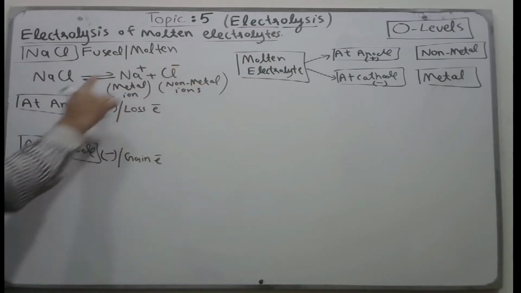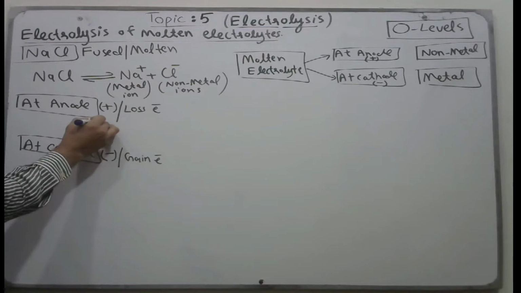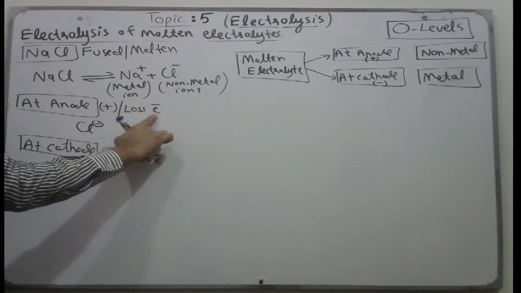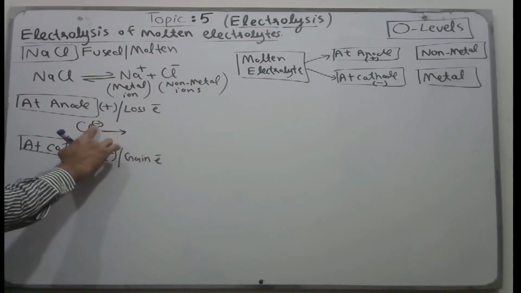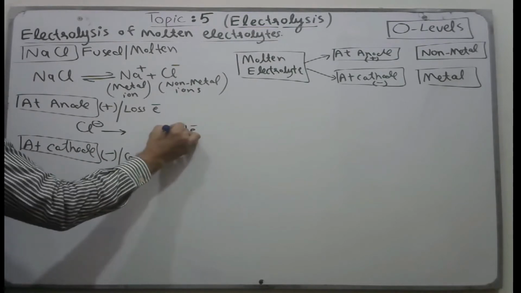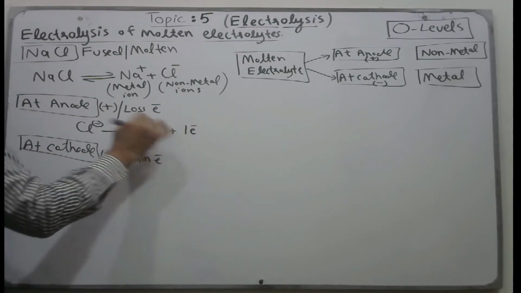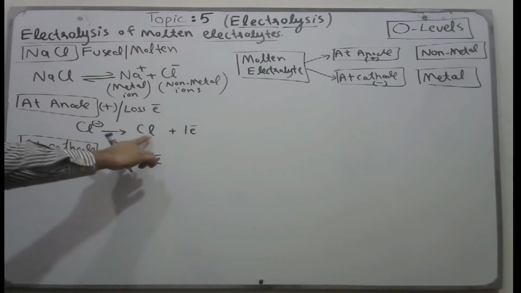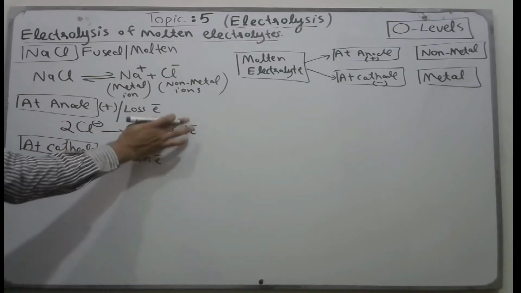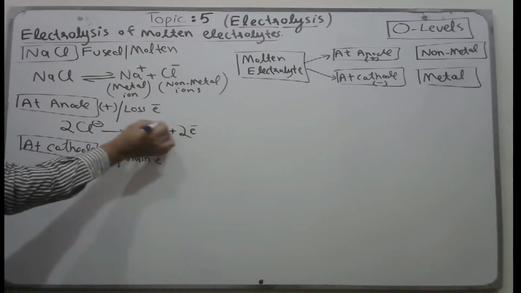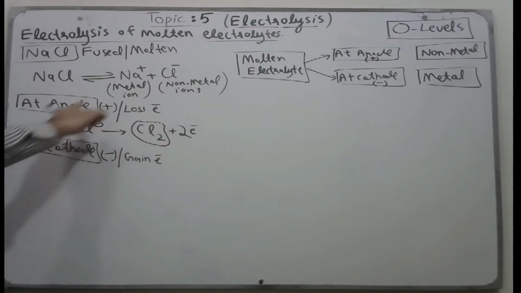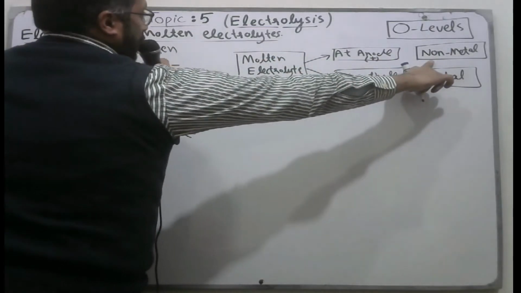All the negative ions move to the anode, that is Cl-, and we know that at the anode loss of electron takes place. So Cl- has one charge, it loses one electron to form Cl, which is a non-metal, but non-metal exists in diatomic state. In order to balance the equation, we should write two here, and two electrons are lost. So look at that. This is the non-metal chlorine formed at the anode. So the anode always produces non-metals.